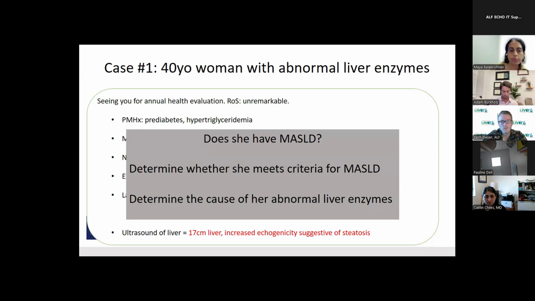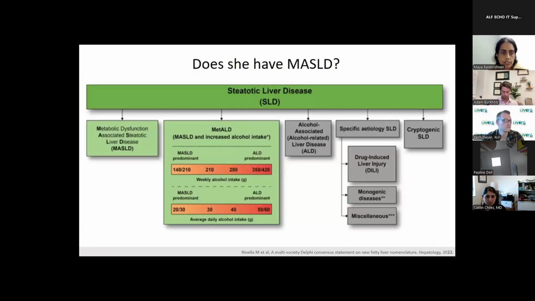And then you have to determine the cause of her abnormal liver enzymes and figure out whether those abnormal liver enzymes are really from MASLD or from something else. So first, does she have MASLD? Something conceptually to keep in mind is that MASLD is one of several causes of steatotic liver disease.